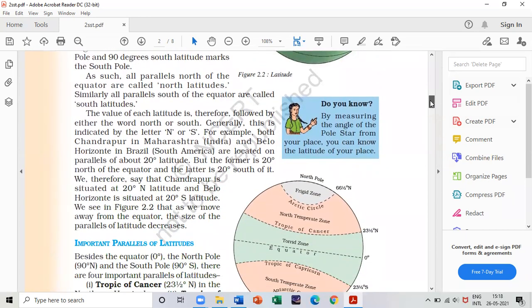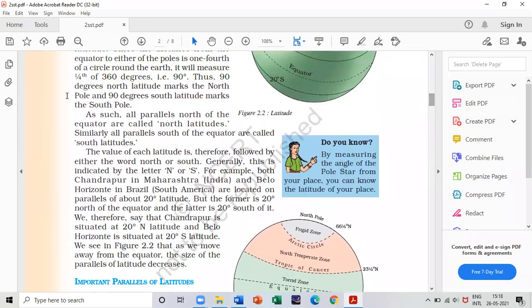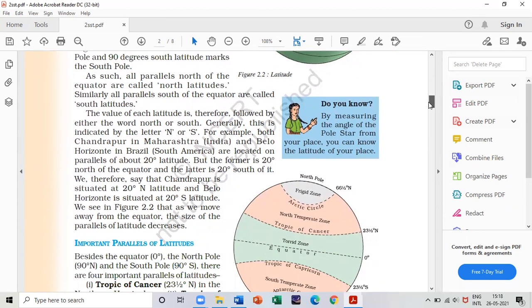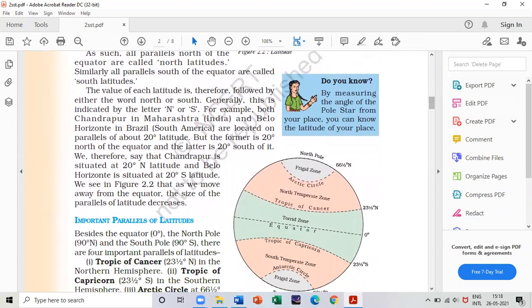And what do you mean by north latitude? The parallels north of the equator are called the north latitude. Similarly, the parallels south of the equator are called the south latitude. So don't be confused. Remember, the parallels of the equator to the north side are called north latitude, and south latitude also comes for MCQs. And we denote N for north and S for south.